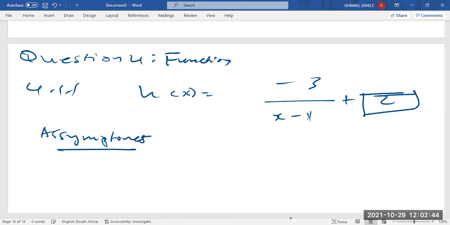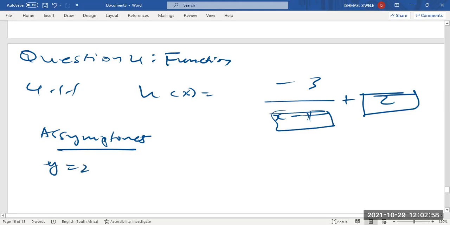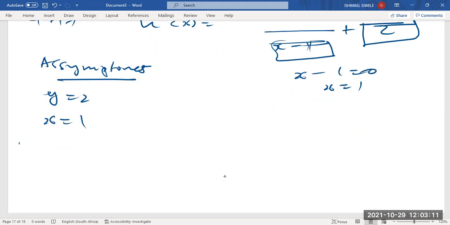Okay, your asymptote. The very first asymptote is this one here. We learned that, so I'm not going to dwell much on it, I'm just answering the question. So this is y equal to 2, right? And for the other asymptote, you solve x minus 1 equal to 0, which is x equal to 1. Those are the asymptotes they want you to bring in that question.